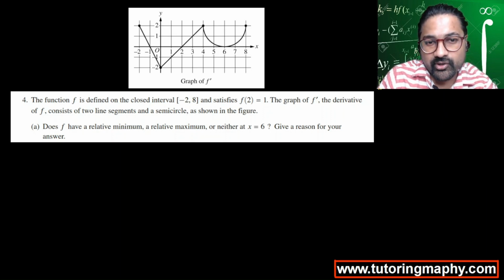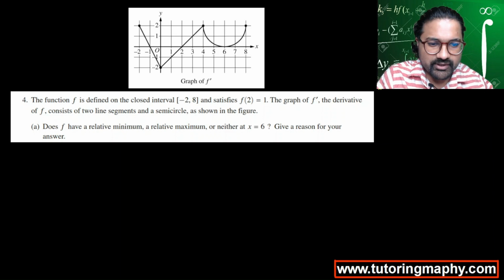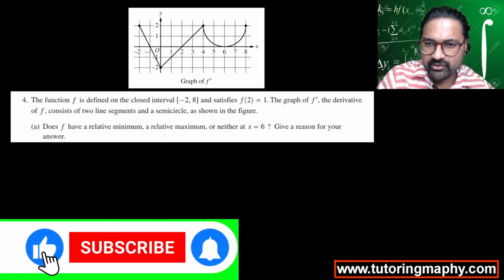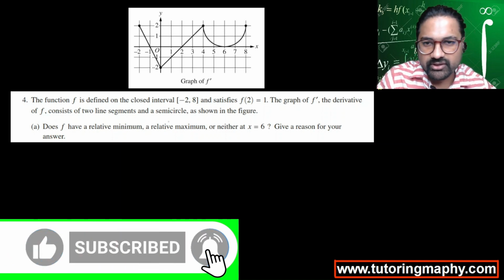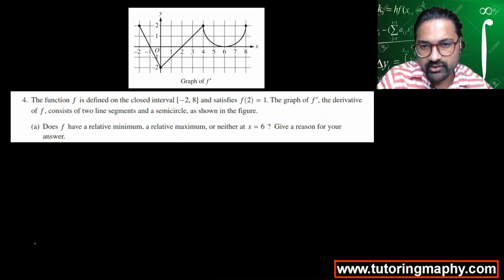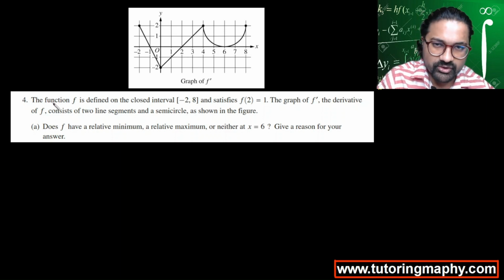In this video, we'll talk about FRQ4 of the 2023 AP Calculus BC exam. This is one of the easiest questions in the complete exam, except the last part. The last part is a little tricky, but the rest are really straightforward. It's all about interpretation. Let me read out the question.